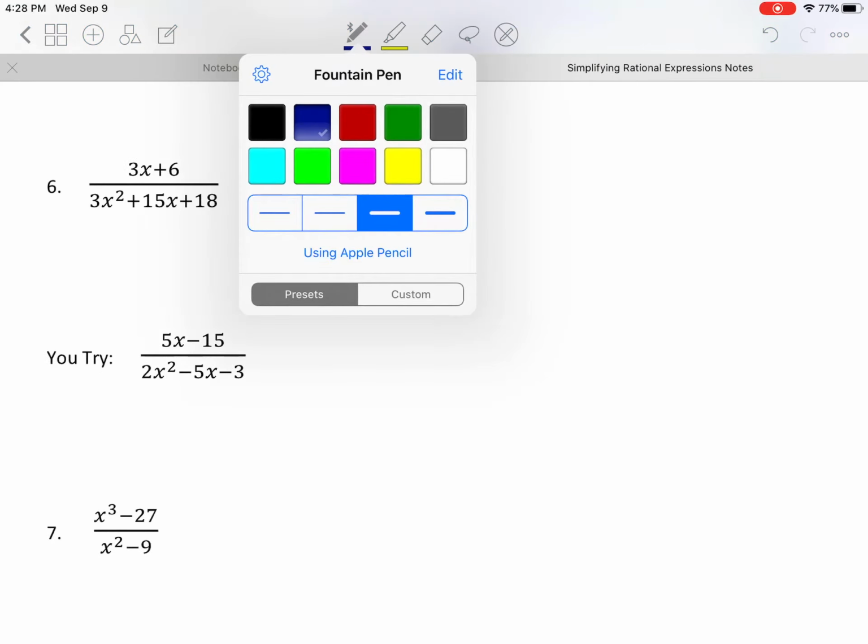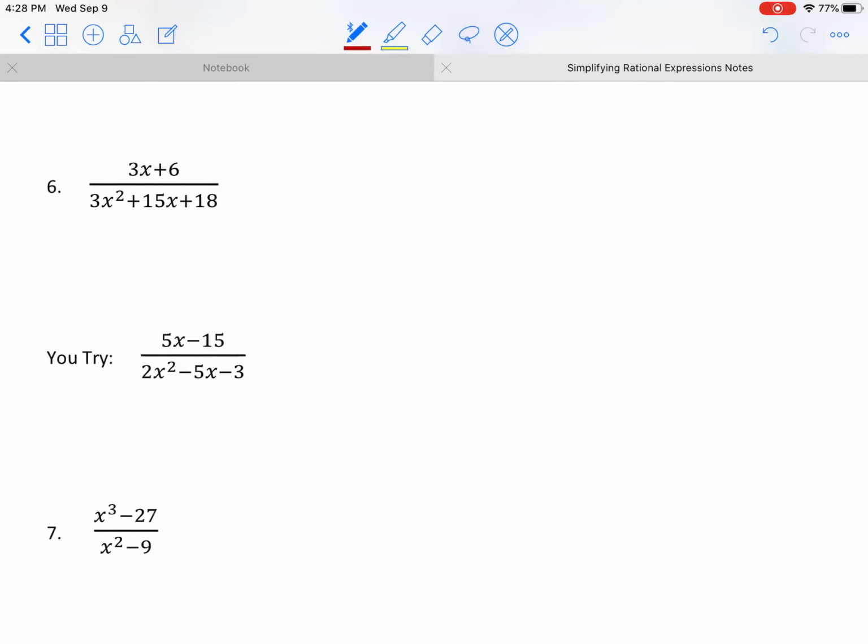Next one is a little different because we're going to be able to do both factoring and reducing, or actually reducing and then factoring. If you'll notice, 3x, 6, 3x squared, 15x, and 18, they all have something in common. What do they all have in common? Well, they're all divisible by 3. So actually I can start this problem by reducing. So I'm going to reduce by dividing each of these terms by 3. That's going to leave me an x plus 2 on the top, and then an x squared plus 5x plus 6 on the bottom. And now it's reduced.